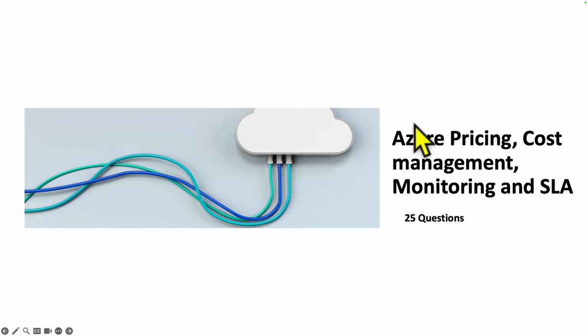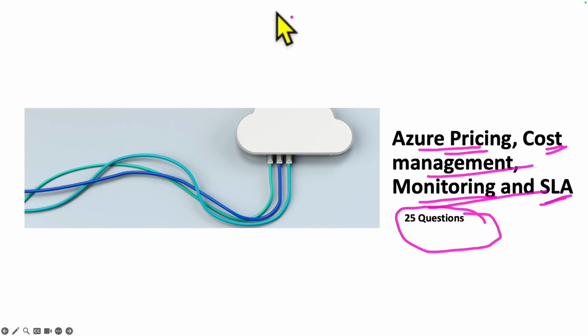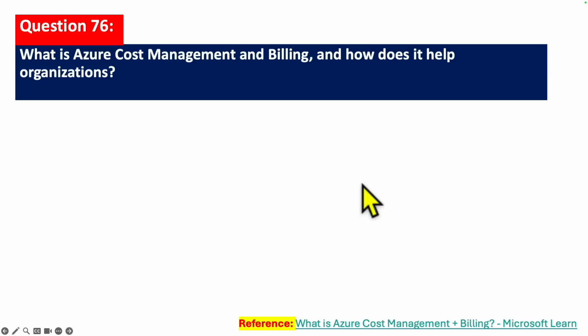In this last segment, we are going to go through multiple components of Azure. We're going to go through Azure pricing, the TCO calculator, and different ways you can do cost management and budgeting. We're going to go through questions on Azure Monitor and questions on service level agreements, things like that. In total, we have 25 questions within this segment. Let's look at the first question here. That is question number 76.